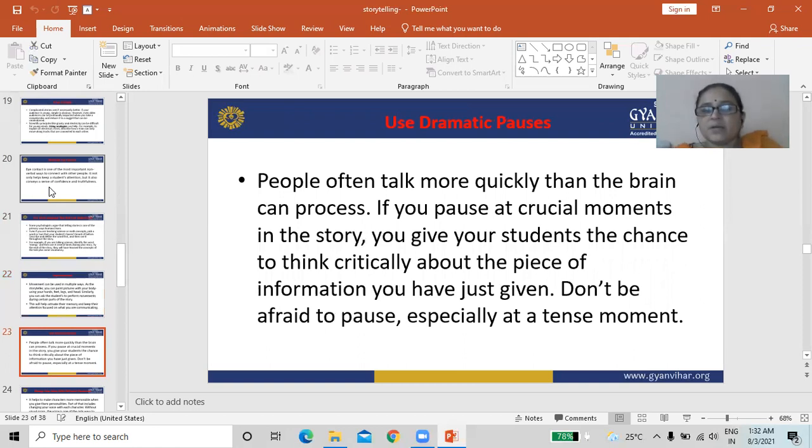Use dramatic pauses. Pupils often talk more quickly than the brain can process. If you pause at a crucial moment in the story, you will give your students the chance to think critically about the pieces of information you have just given. Don't be afraid of a pause, especially at a tense moment.